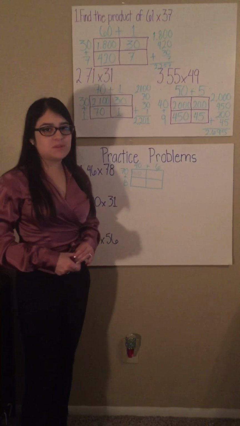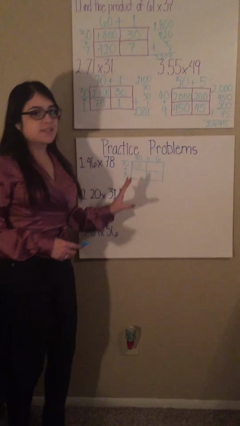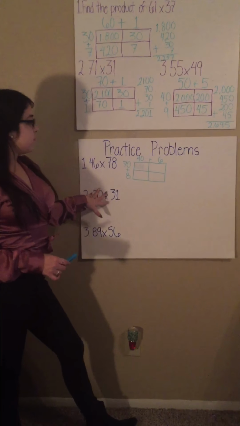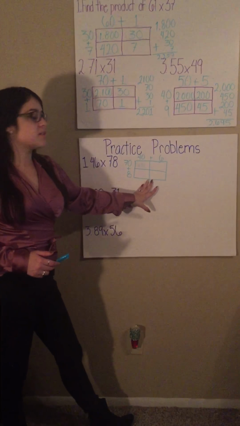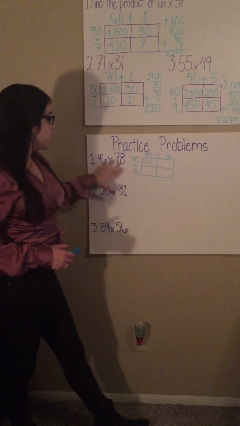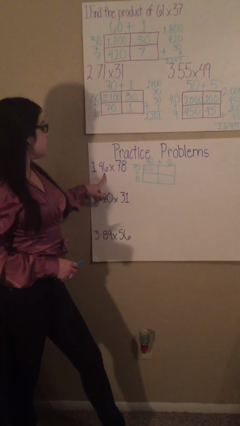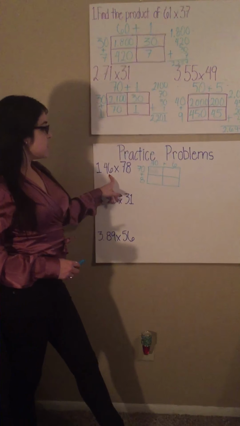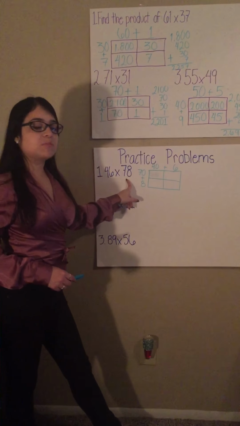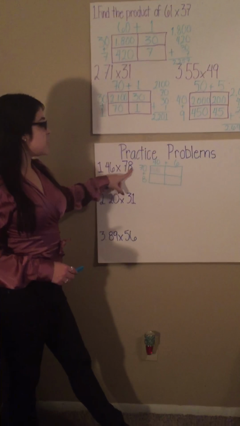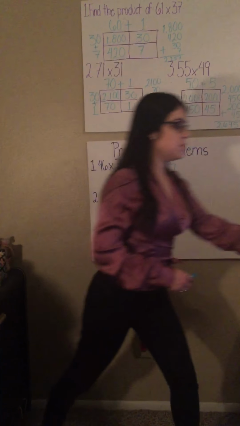Okay, class, it's been 15 minutes. Let's go ahead and work on this practice problem together and see how we did. Remember, our first step is to do our box. Here we have our box, and then we have to do expanded notation. Our first number is 46, so we do 40 plus 6 on this side. And our second number is 78, so we do 70 plus 8 on this side. And now we can multiply it.